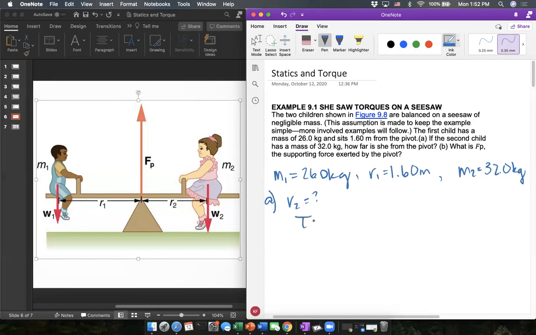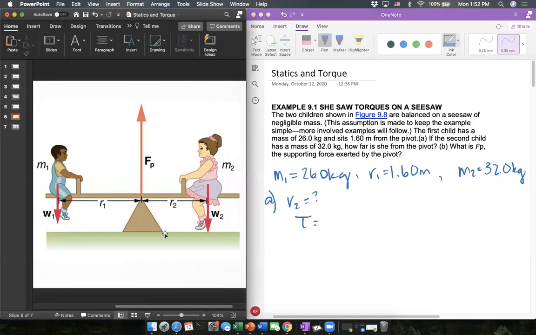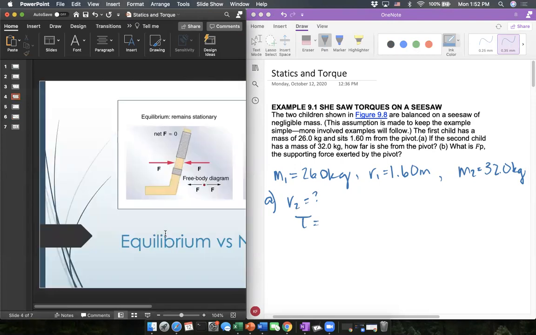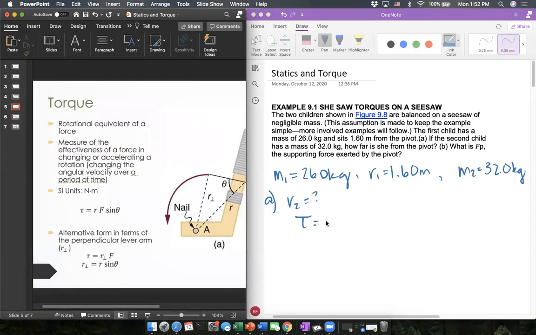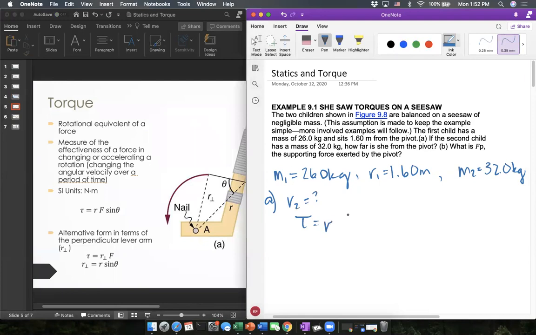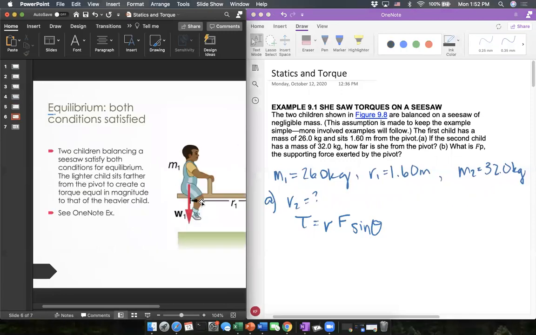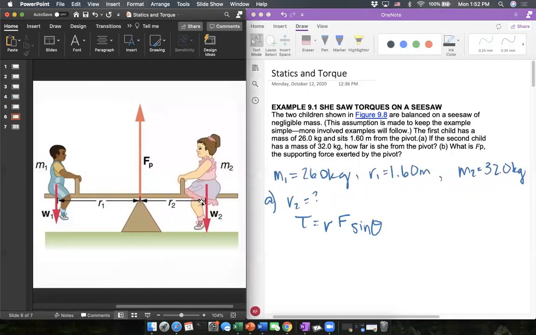We remember that torque, from our equation here, is equal to R times F times sine theta. So let's go back, and we want to figure out what our torque is in this situation. We've got three different torques going on: torques due to this mass, due to this mass, and then due to this mass.